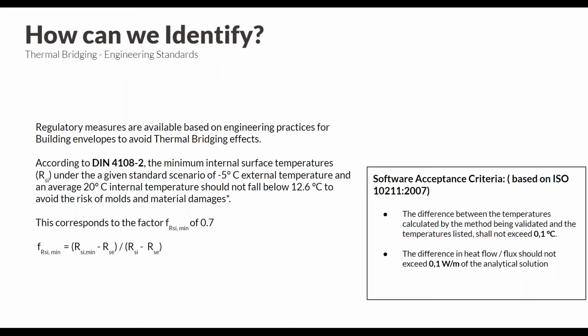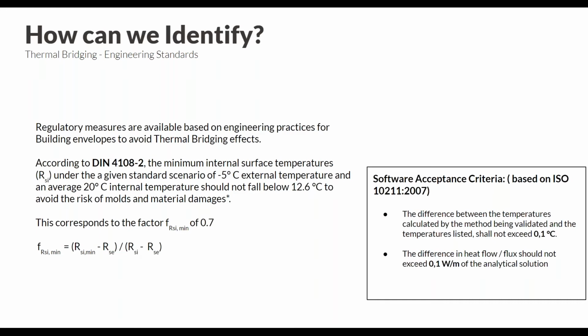And to make it a general factor, they have come up with a factor called the factor RSI, which means the internal minimum temperature of your surface in your building envelope. So this factor has to be kept above 0.7 to make sure thermal bridging is avoided and the building design is not subjected to thermal bridging.